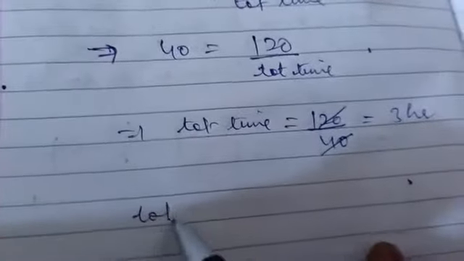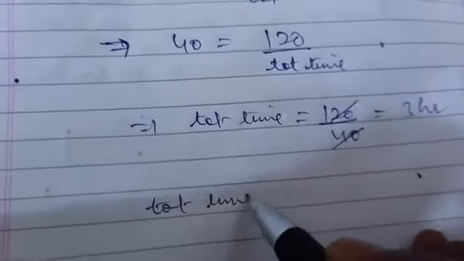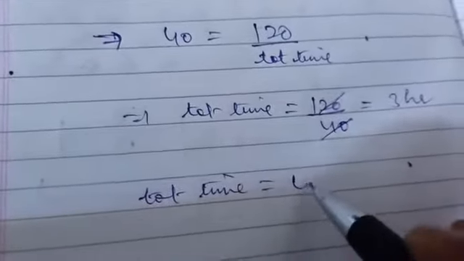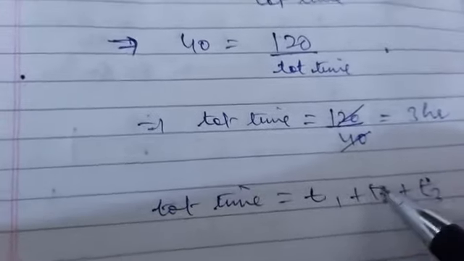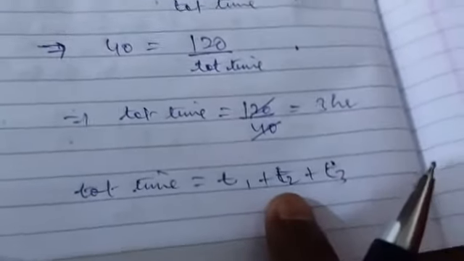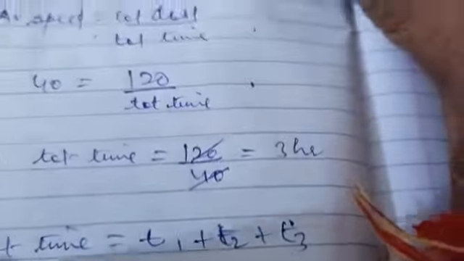Now see, how will we calculate the total time? It will simply be total time equals t1 plus t2 plus t3. The time taken in the first part, the second part, and the third part, that will be equal to the total time. Now we know we have calculated the total time as 3 hours.